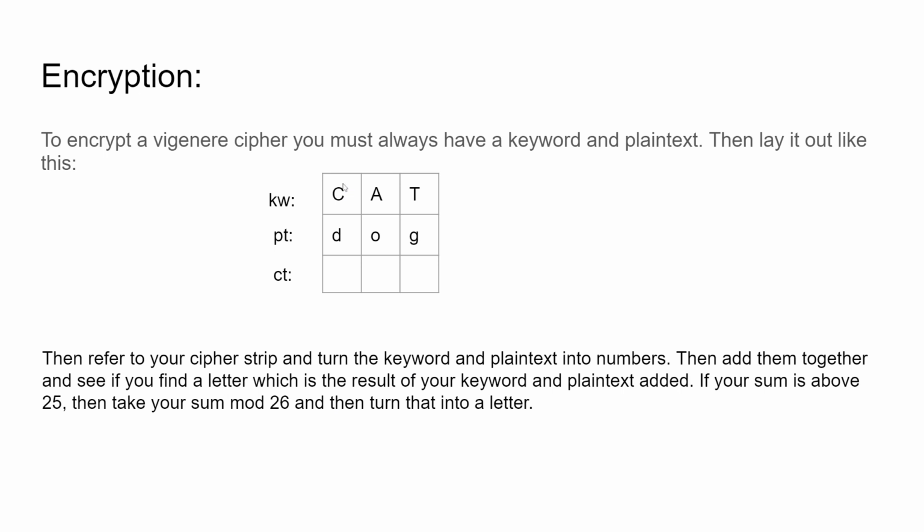So what this means is C, in this case, on our cipher strip is 2, and D, right here, is 3, and 2 plus 3 is 5. 5 equals F. So the ciphertext for this is F. Same thing for all the other ones.